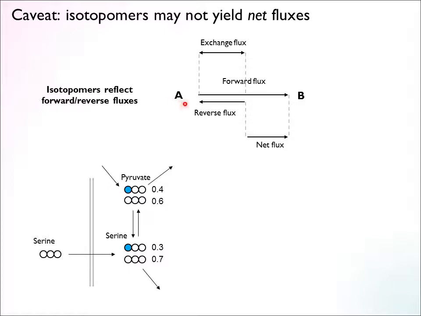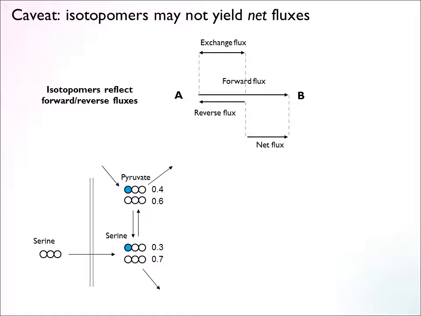So if you put in tracer here, it's going to end up in B as long as there is some flux in this direction. So it can be that this reaction is actually at equilibrium and there is no net flux, or it can even be that it's going in reverse. As long as there is some forward flux in this direction, then you will see tracer coming out in B if you put it in here at A. So this can give some counterintuitive results when you look at isotope tracing studies.